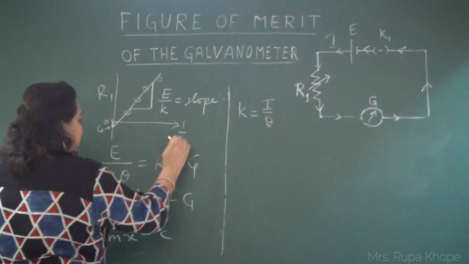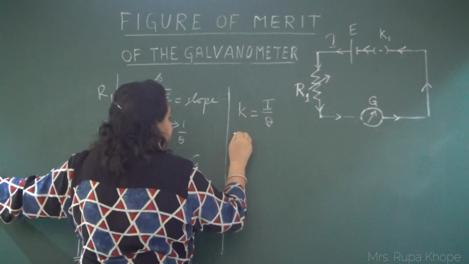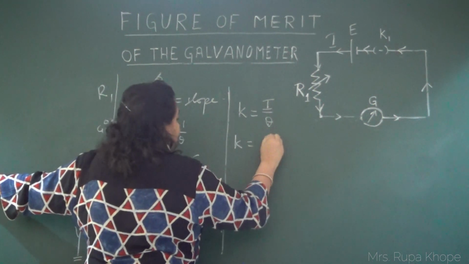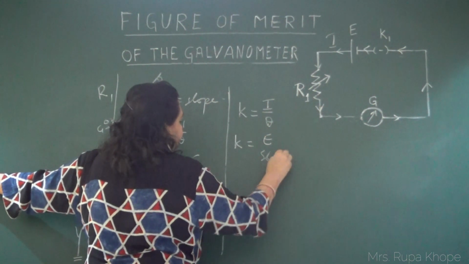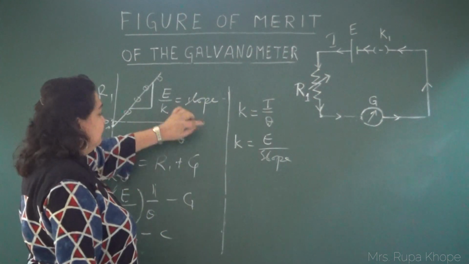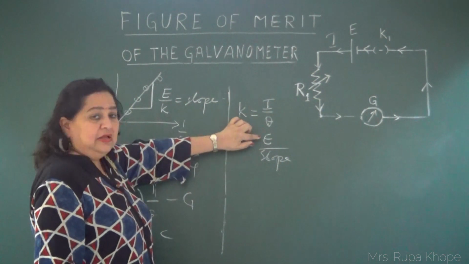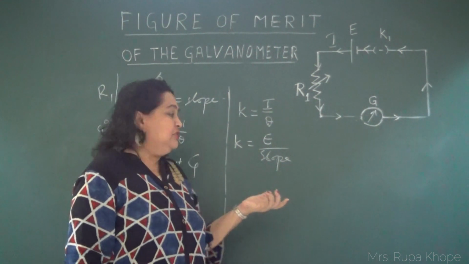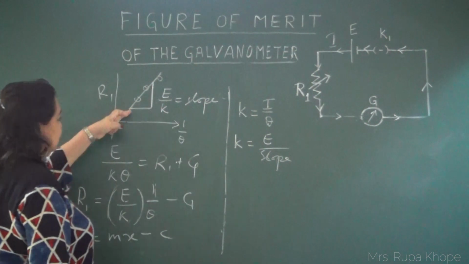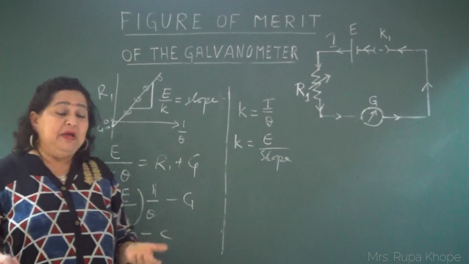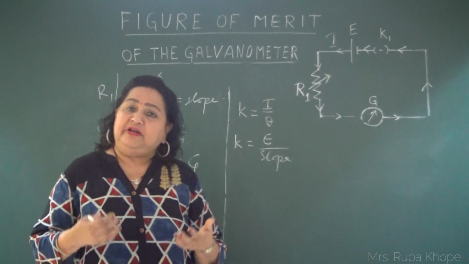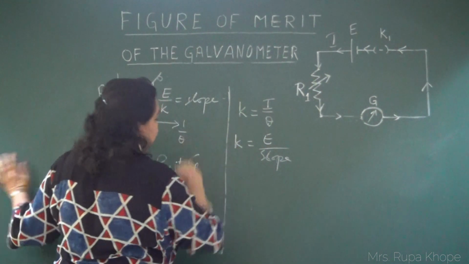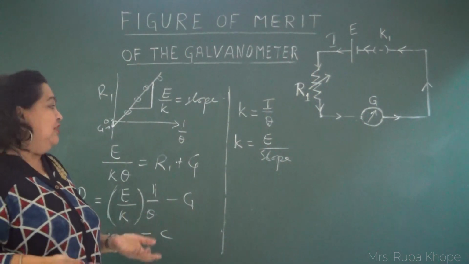That means K is equal to E by slope. So K is equal to E upon slope. We can find the EMF of this cell, linear cell, with the help of a voltmeter, and slope here we can find out, and we can find a figure of merit. So we can find figure of merit in two different ways. The first part which I have already shown you, and this is the second part. By graph it is very easy to find the figure of merit.